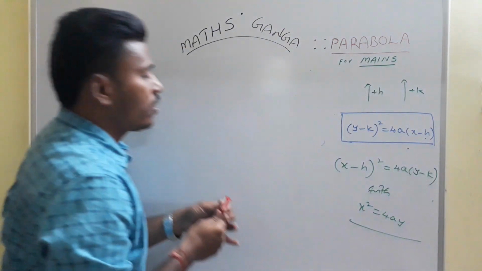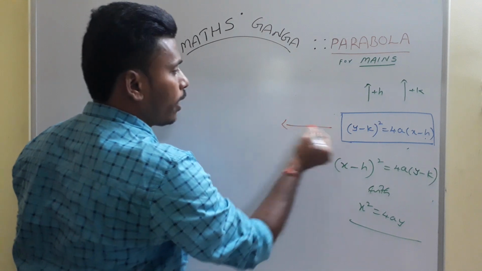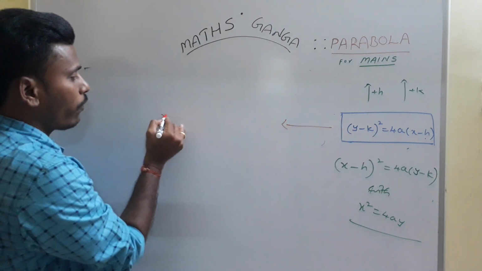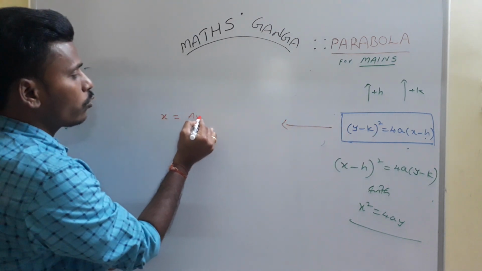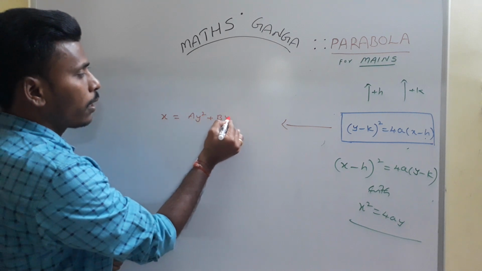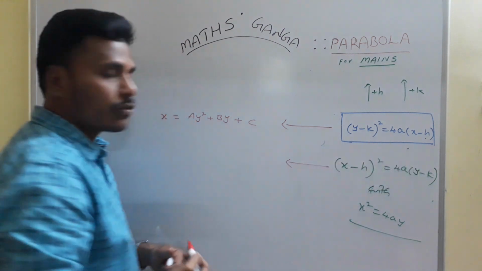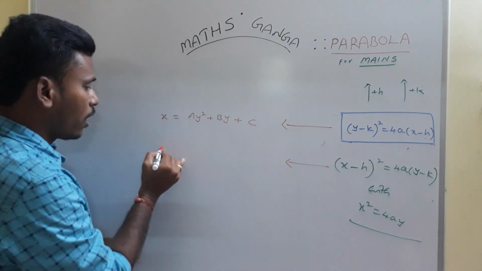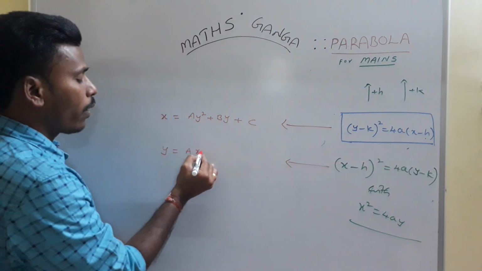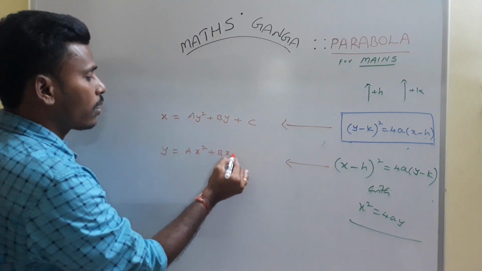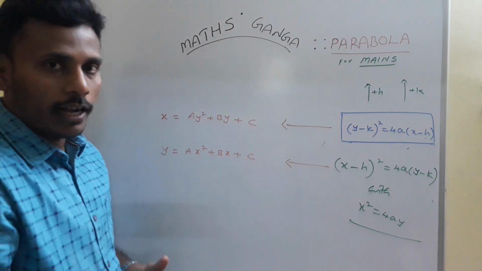For example, if this is (y minus k) whole square is equal to 4a times (x minus h), if you try to simplify, you will get that x is equal to some ay square plus by plus c. In the same manner, if you try to simplify (x minus h) whole square is equal to 4a times (y minus k), you will get this, it is of the form y is equal to ax square plus bx plus c, the usual quadratic format.